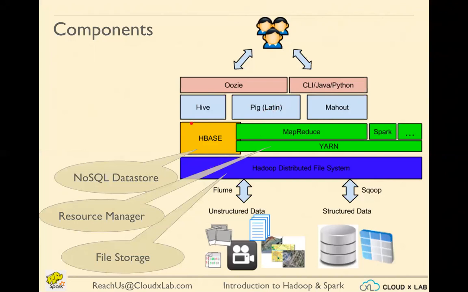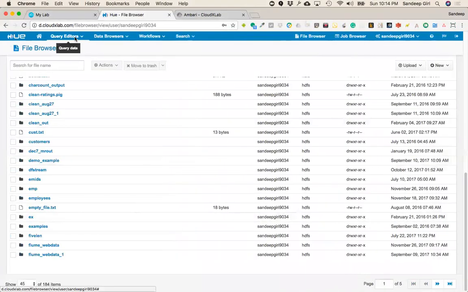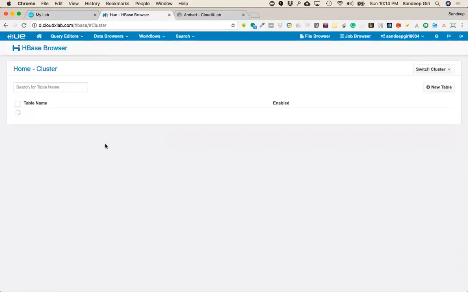What is HBase? HBase is kind of a database. It provides you a column and row kind of structure in which you could store data, and it's basically a NoSQL data store. I'll show you a quick view into our HBase. Here you'll see data browsers and I'm clicking on HBase. This is a UI for HBase. You can also talk to HBase programmatically, as well as from the console.